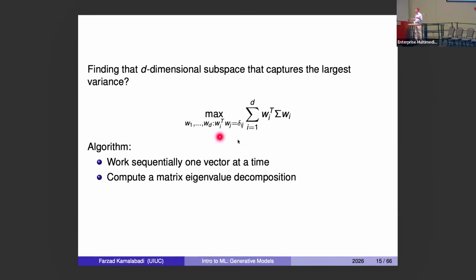So we want to basically maximize not just one set of weights, but d weights, W1, W2, all the way to WD, where these W's are orthogonal or orthonormal to each other, right? Each one of those vectors. And we can write it as maximization of now a sum, instead of just the vector, a sum over d vectors, the product that I had before, the same product. So the algorithm is just to work sequentially one vector at a time and compute a matrix eigenvalue decomposition.